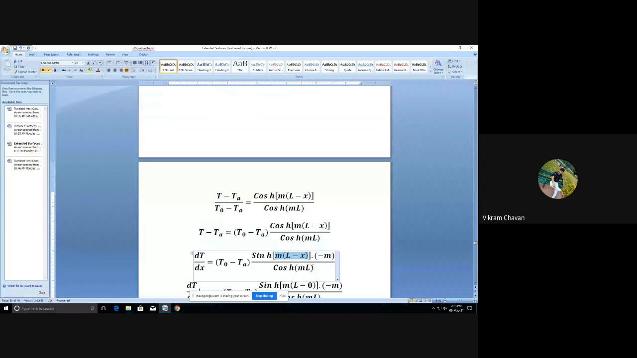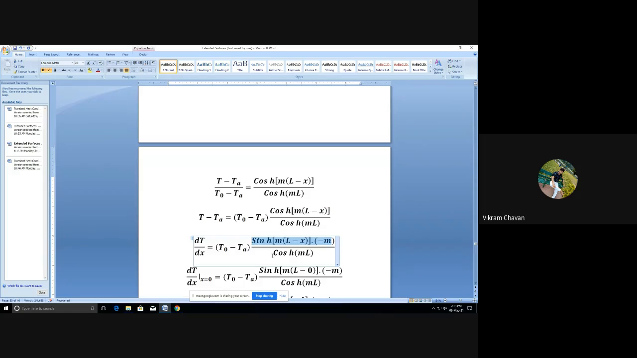and that we have written over here. Okay, that we have written over here. So differentiation of cosh m(L minus x) is sinh m(L minus x) multiplied by minus m, and the cosh term will be written as it is because it is a constant. So the denominator will be as it is. We did not change anything in that.